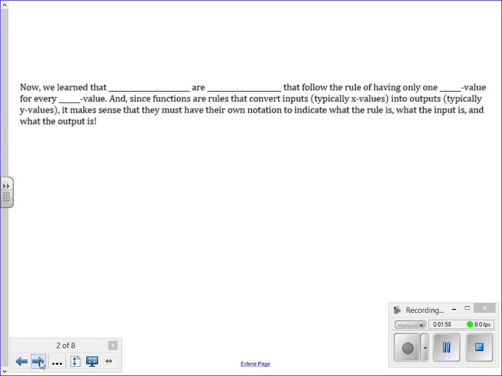Now, we have learned in the last unit that functions are relations that follow the rule of having only one y value for every x value. That's the definition of a function. Every x value has only one corresponding y value. And since functions are rules that convert inputs into outputs, it makes sense that they have their own fancy notation.